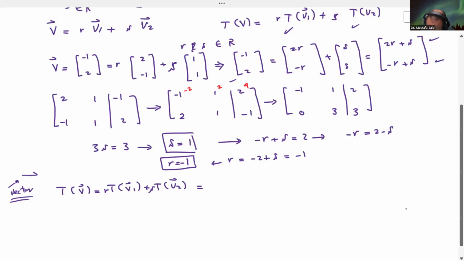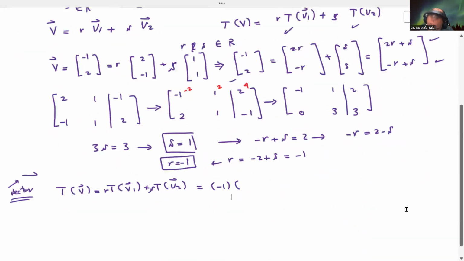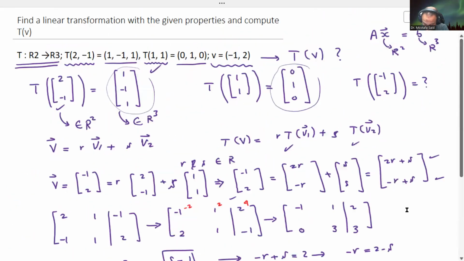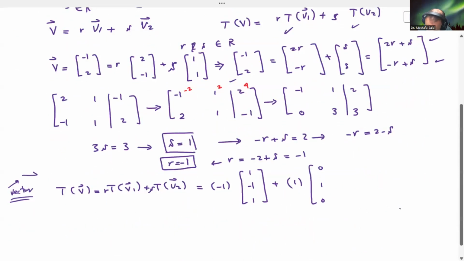So equal to R, which is minus 1, multiplied by T of V1. T of V1 is 1, minus 1, 1, basically a vector, plus S. S is equal to 1, very easy. And what is T of V2? T of V2 is 0, 1, 0.